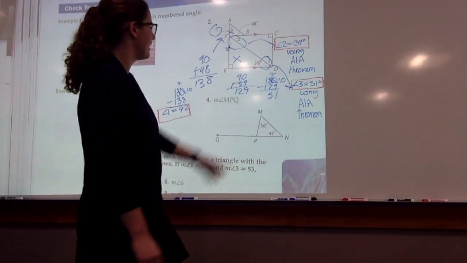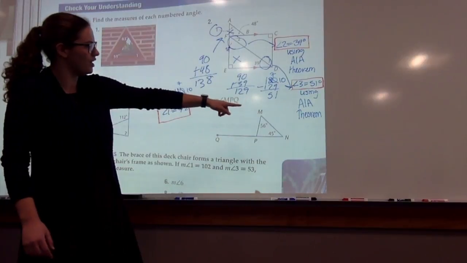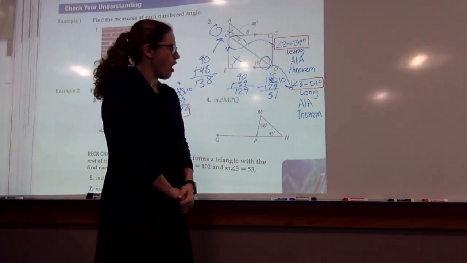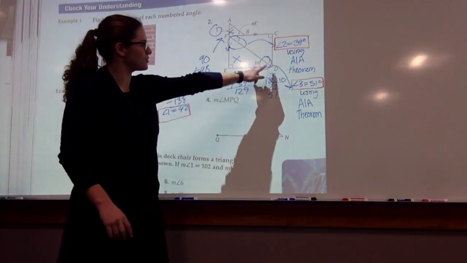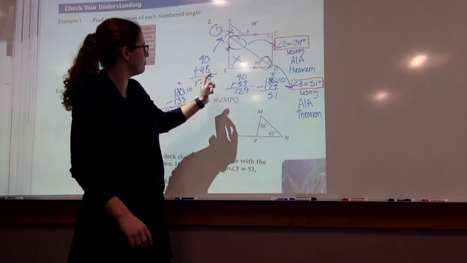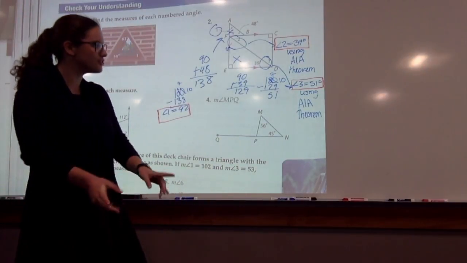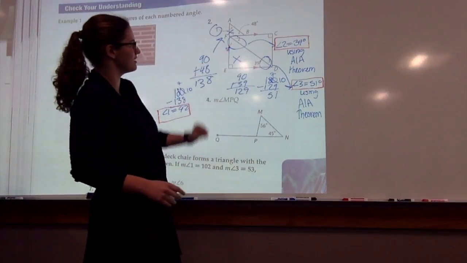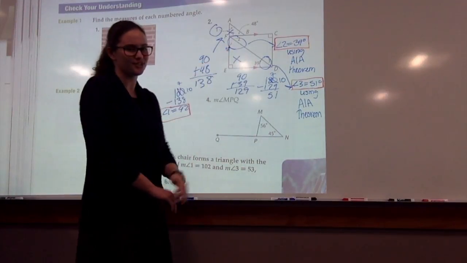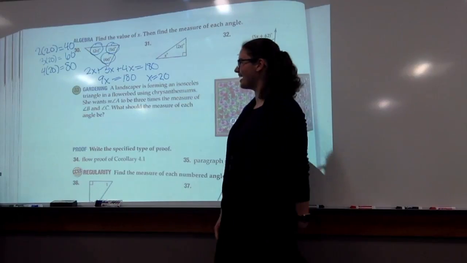And angle 3 is going to equal 51 using the alternate interior angles theorem. So that's why angle 3 is 51. And also using the alternate interior angles theorem, angle 2 is going to be equal to 39 also.